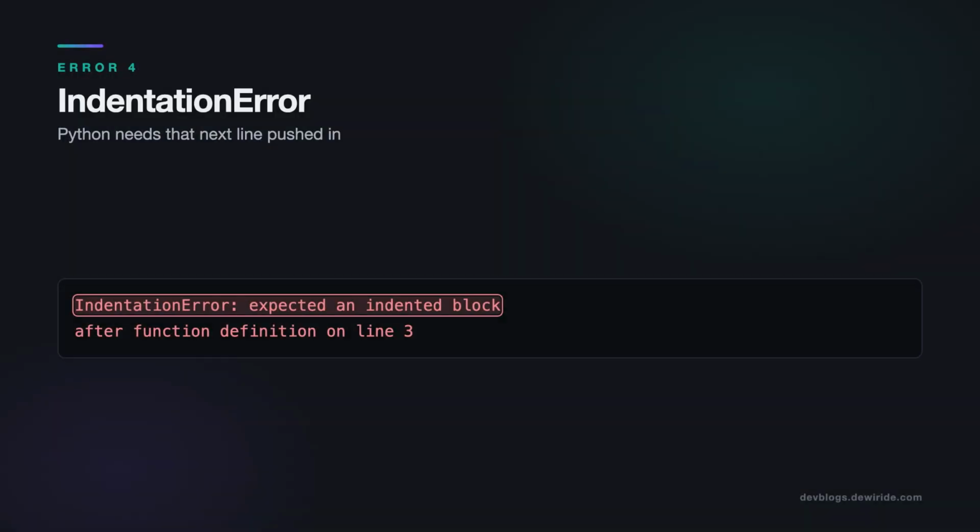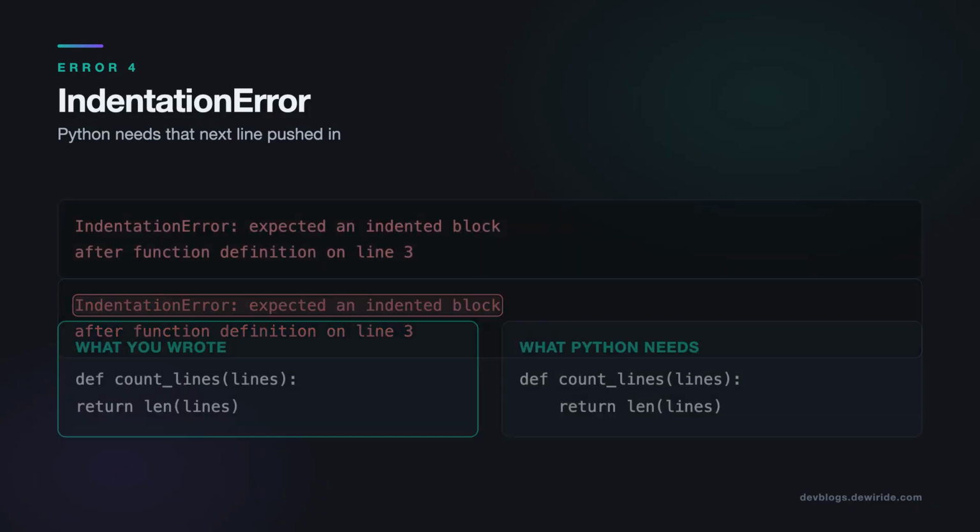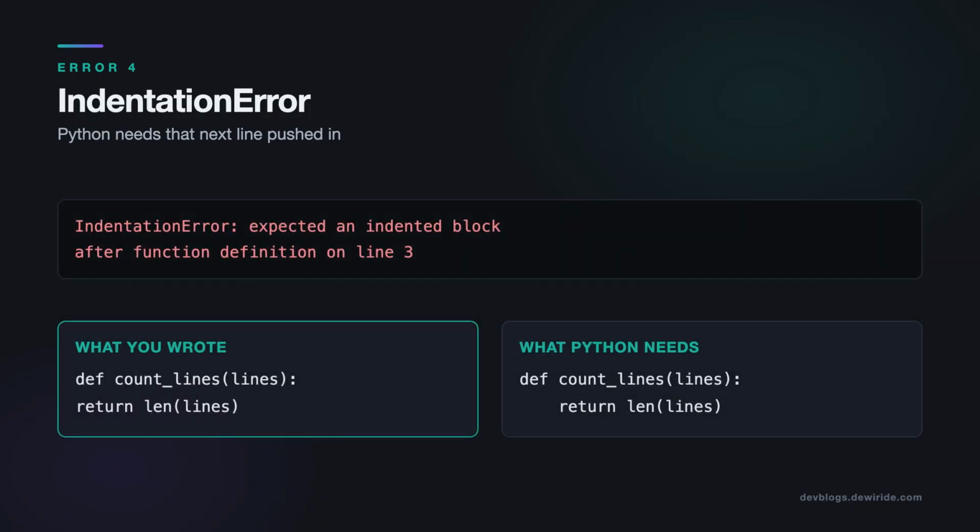Number 4. IndentationError: expected an indented block after function definition on line 3. Indentation, remember, is the spacing at the start of a line. This message means you wrote def something, and then the next line started hard against the left edge. Python needs that next line pushed in. Click at the start of it and press tab once.